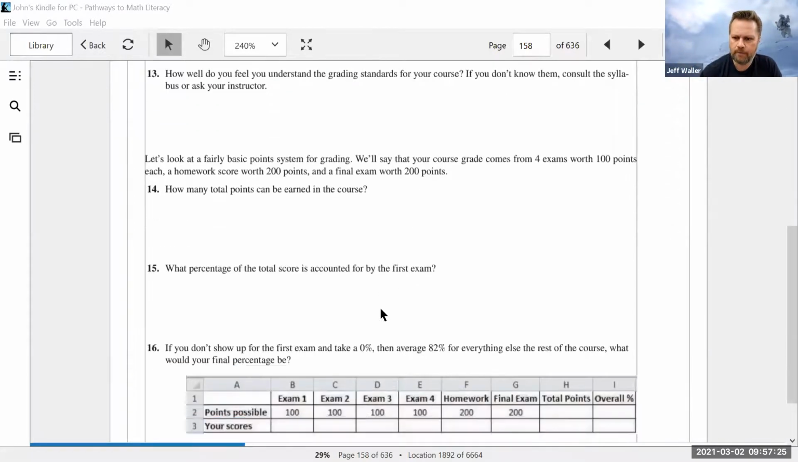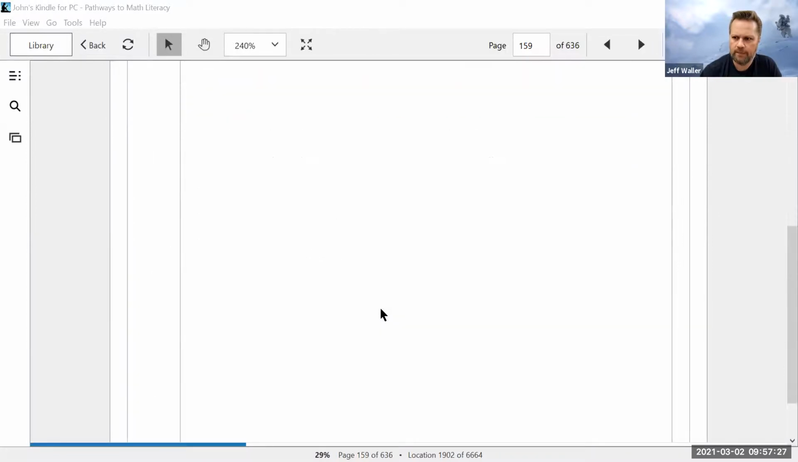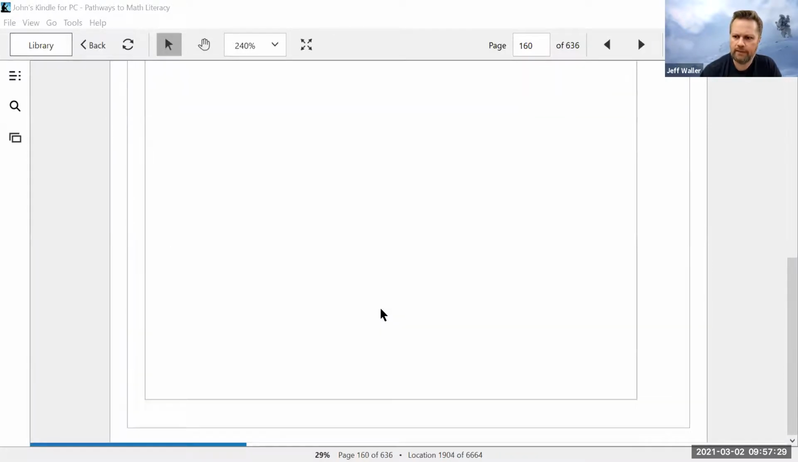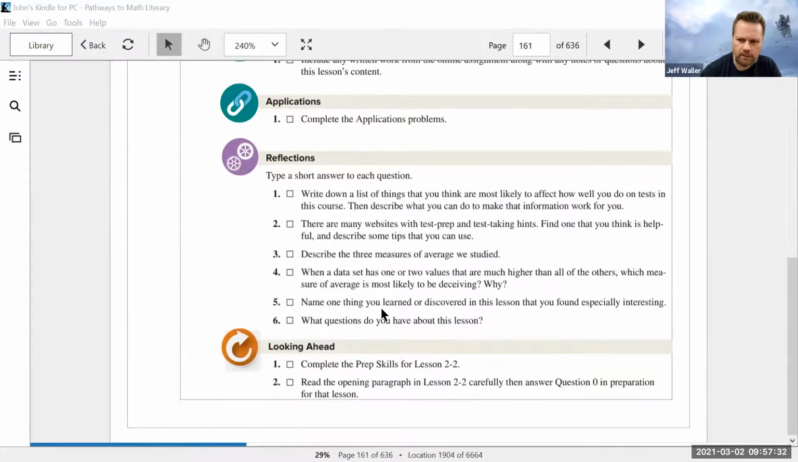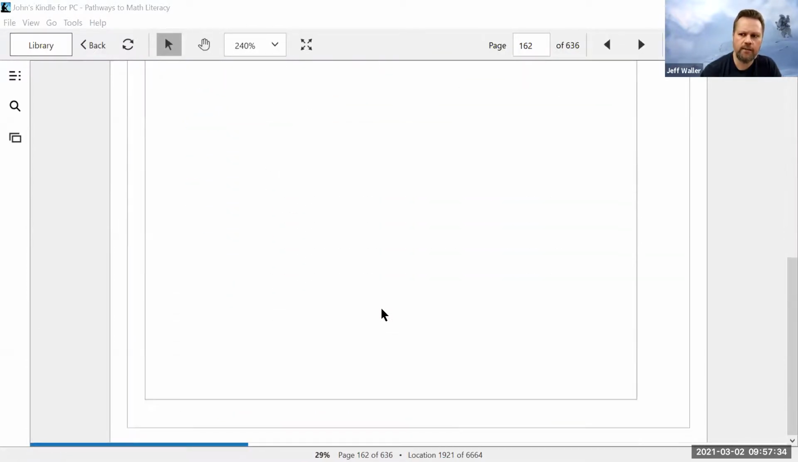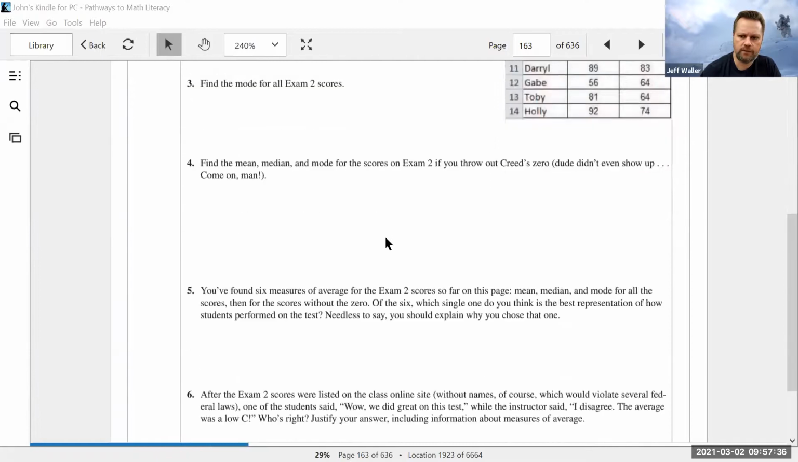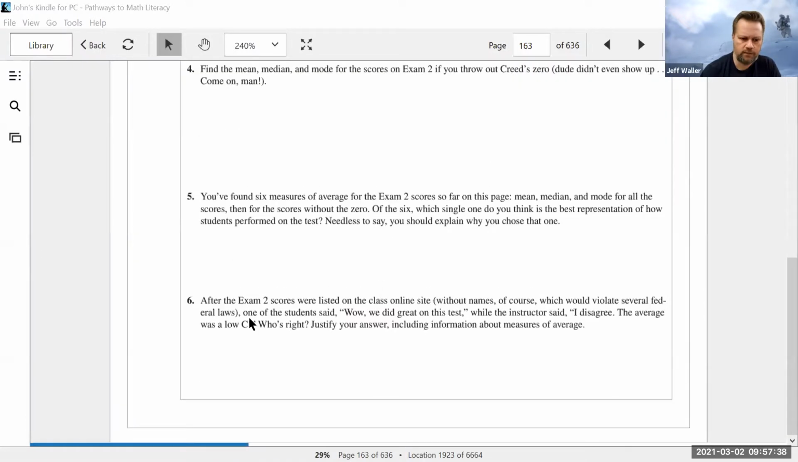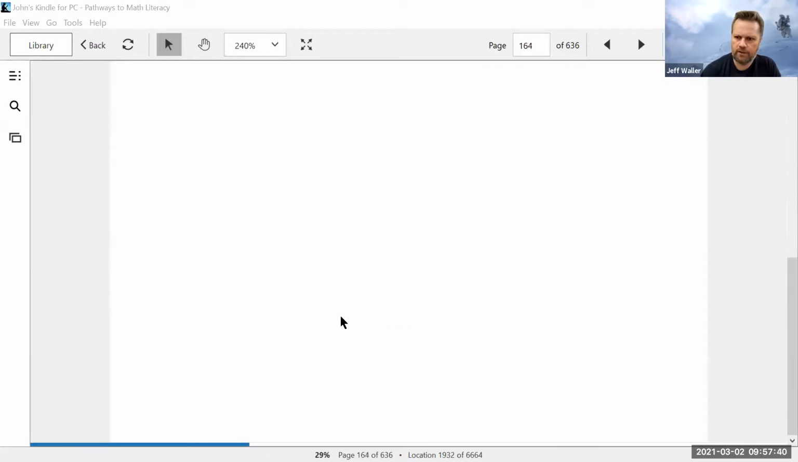All right. Okay, cool. So that is section 2.1, mean, median, and mode is what section 2.1 is all about. Let's do a little preview, and then we'll probably call it an early day.